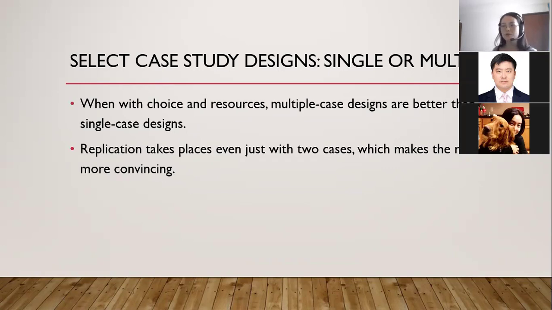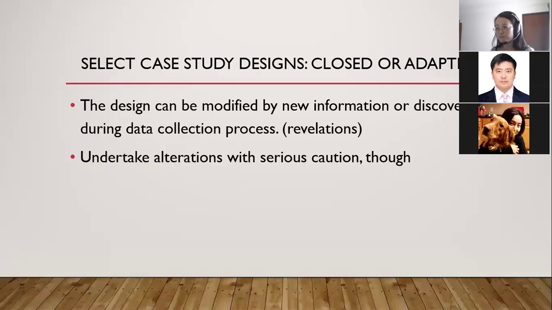Another point is that replication takes place even with just two cases. Even with two cases, you can generalize the result better than one single case. The result is more convincing. For instance, some scholars will use a two-tail design. So pick two extreme cases of the same phenomenon, and then say, okay, this theory stands for both situations, and it can be generalized better than just one extreme of the situation.